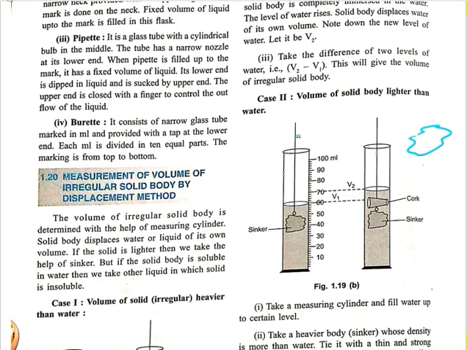Suppose you have taken a measuring cylinder, and in it we have taken 60 ml of water. If we put this irregular shape inside the measuring cylinder, then you can see the rise in water. Suppose it was starting at 60 ml, and after inserting this object the water has risen up to 80 ml. So what will be the difference of these two? The difference will be 20 ml. So in this way we can calculate the volume of irregular bodies.